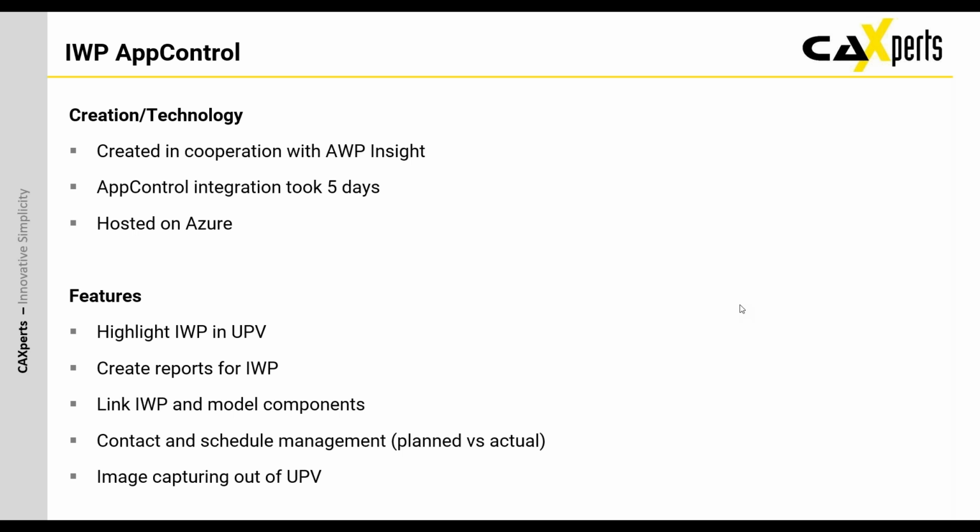We are able to highlight IWPs in UPV. We can create reports for IWPs that contain data from the model. We are able to link the IWP and model components together. We also have contact and schedule management where we can record the planned and actual dates for the schedule. And we have image capturing out of UPV. And also some small other features, but we will see all of that in a second.